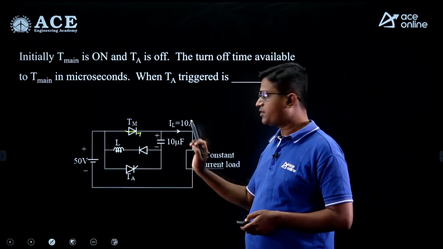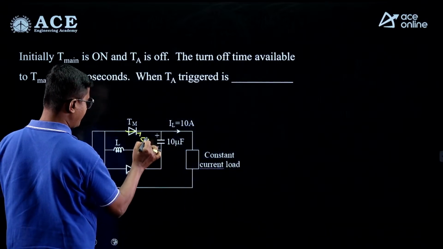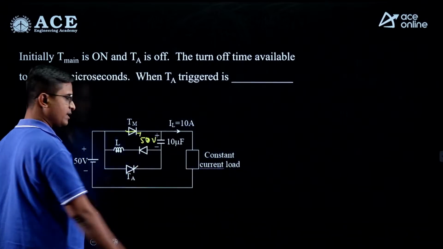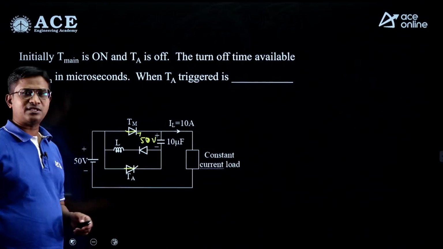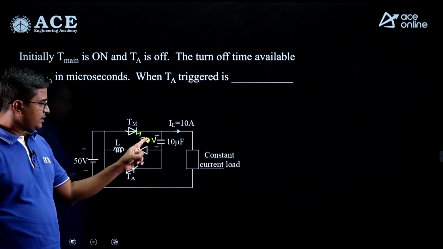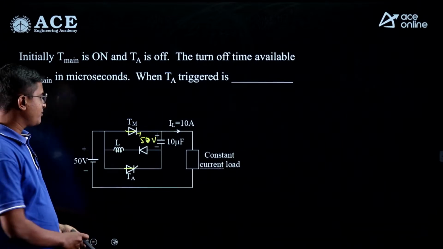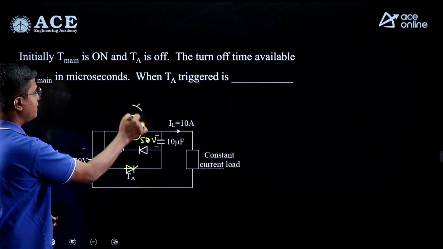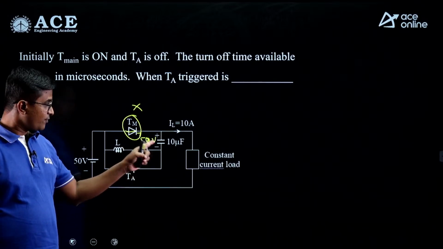The supply voltage is 50 volts, with polarity plus here and minus here. Now at t equal to 0, when I apply the gate pulse to the auxiliary thyristor, what will happen? As soon as my auxiliary thyristor turns on, this supply voltage will appear as a reverse voltage for the main thyristor. So my main thyristor will immediately turn off. Here the main thyristor is turning off due to the reverse voltage.